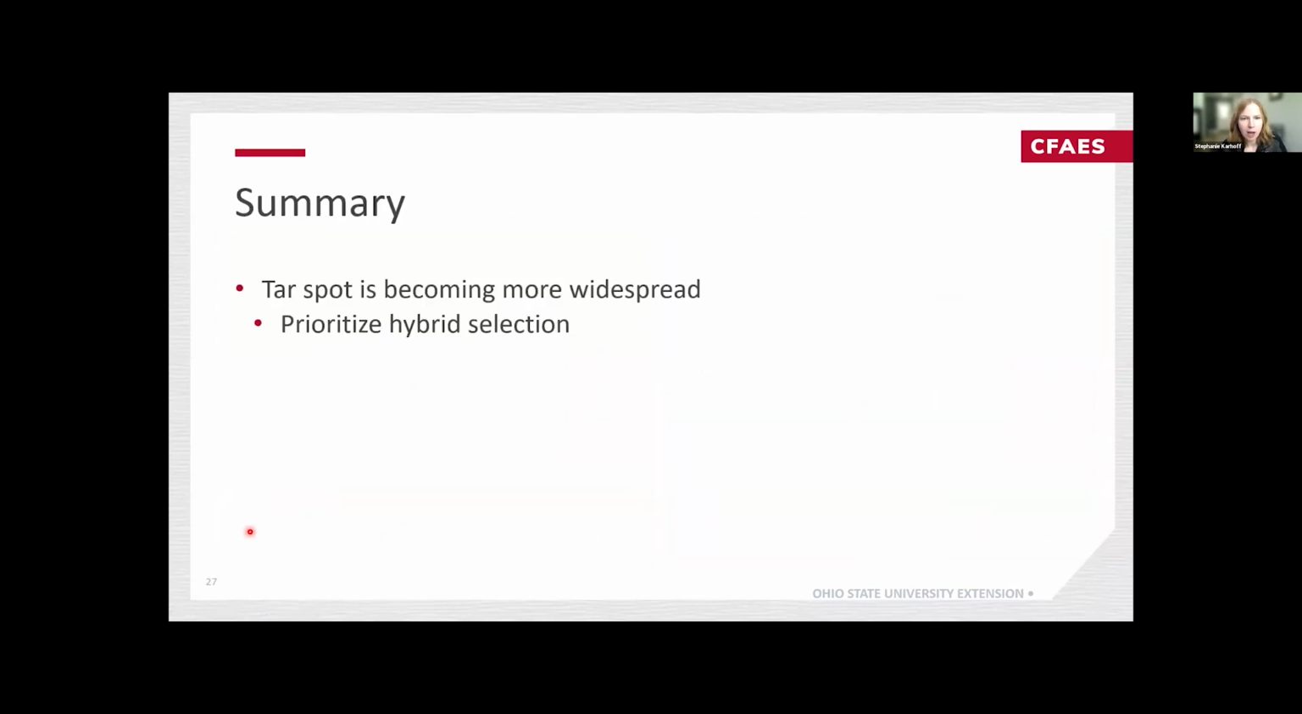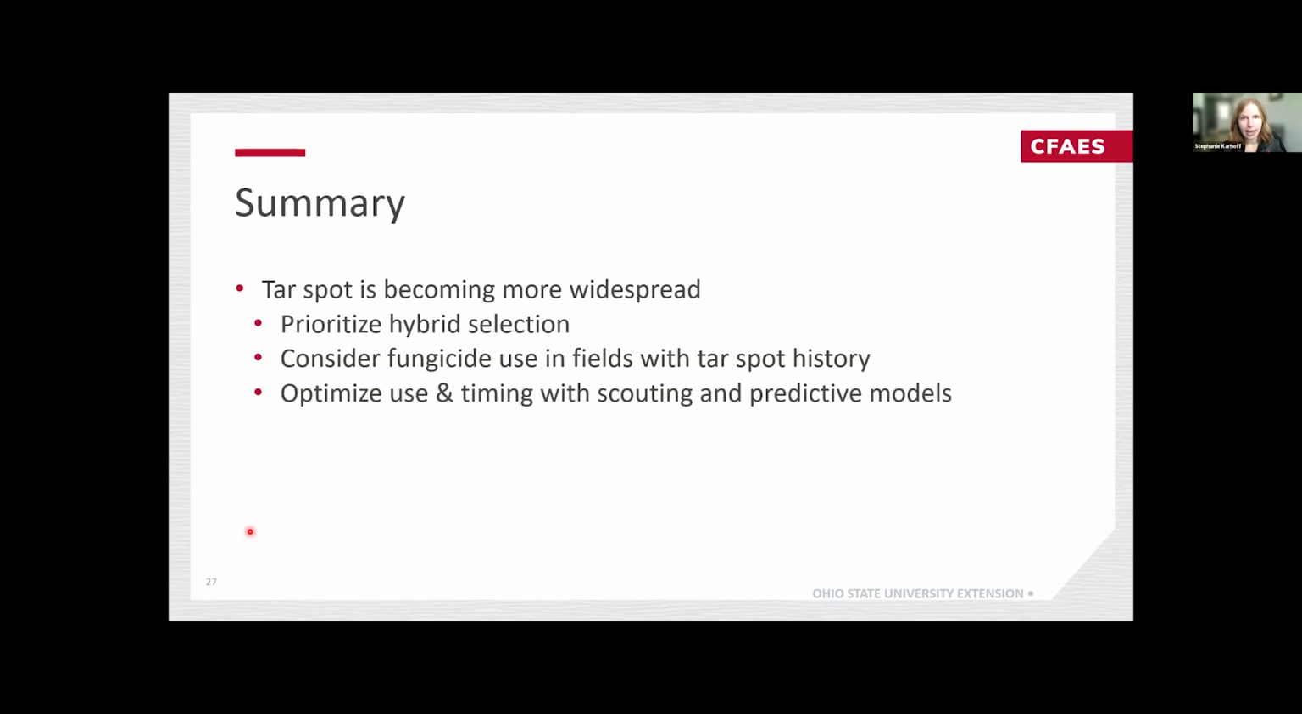So in summary, tar spot, it's becoming more widespread, and that means we need to prioritize our hybrid selection and fields that have history or in an area that have tar spot in the past, making sure that we're considering a fungicide use and paying attention to product, active ingredient, rate, and timing. And optimizing the timing of that fungicide pass, both by scouting and using those different predictive models that can give us a heads up when our risk is higher than we would expect.